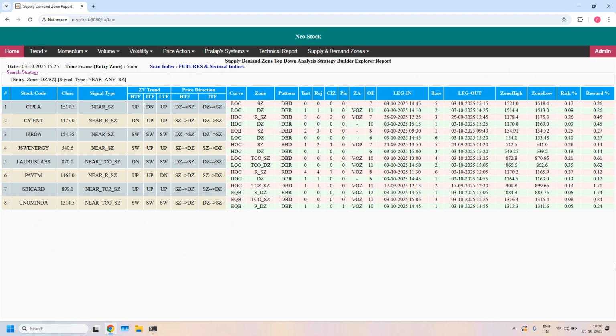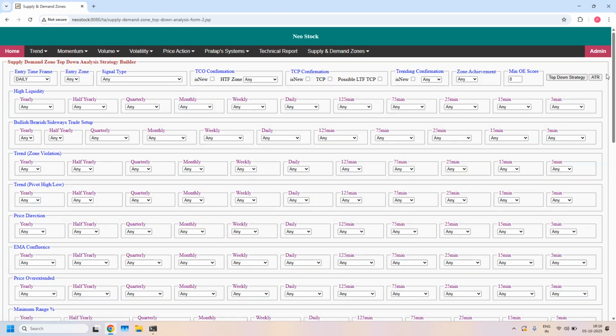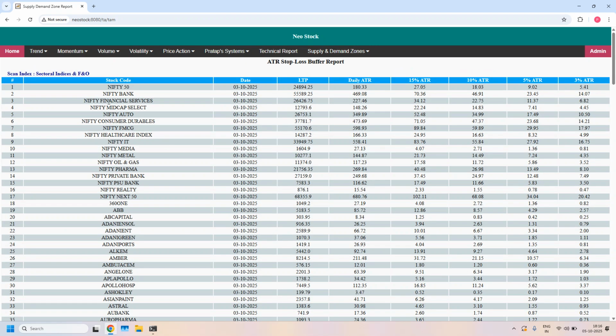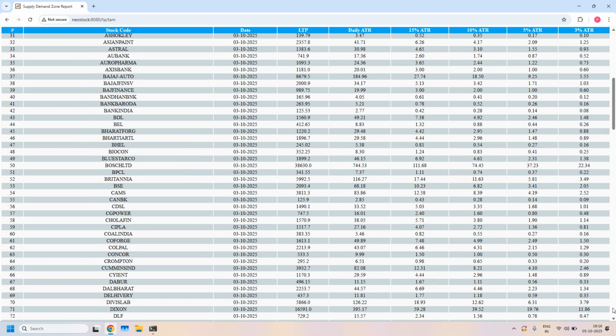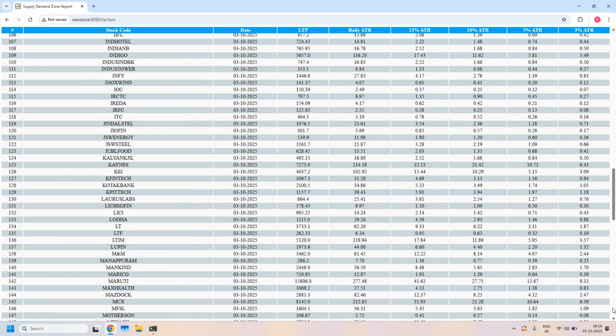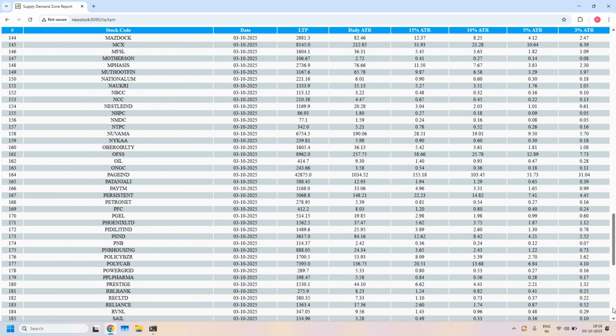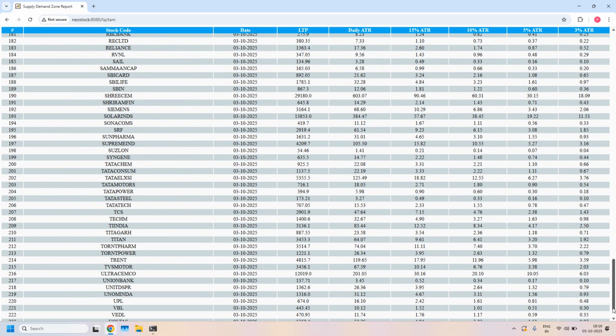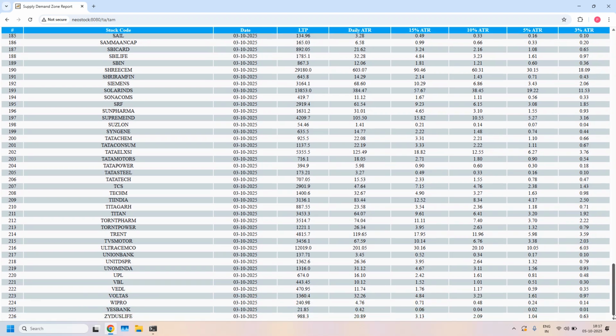So this is about stocks near demand and supply zones for different time frames, and in the final report I am generating stop buffers based on daily ATR. First 17 in this list are indices, remaining all are equity stocks. Scrolling the list down, so this is the end of the report.